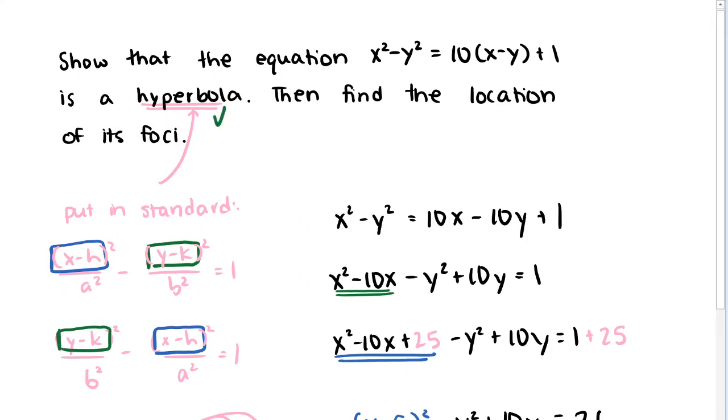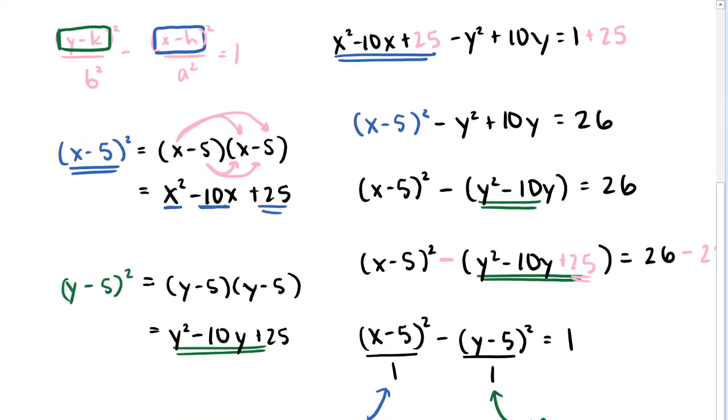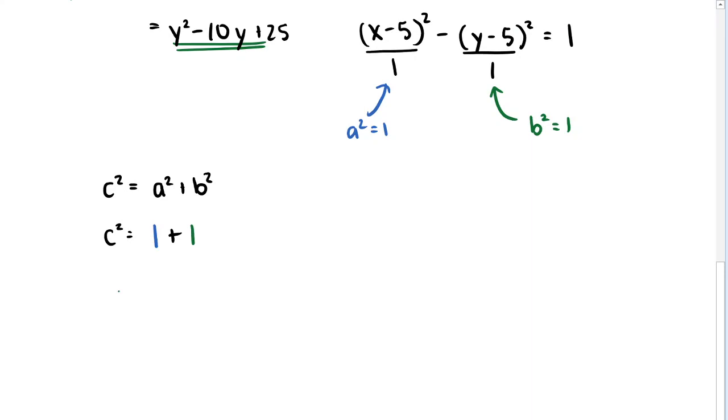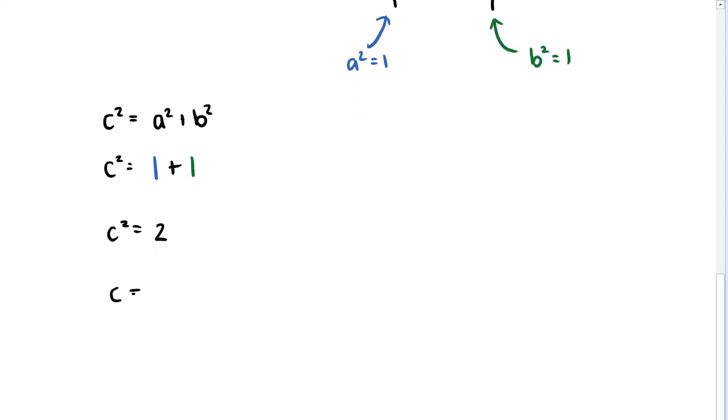Now the next thing we want to do is find the location of the foci. So let's go back down here. We said that a squared is 1 and b squared is 1, and we know that c squared is equivalent to a squared plus b squared. So c squared is equal to, well, this is 1 plus 1, and so c squared is equal to 2. And so this makes c equal to plus or minus the square root of 2.